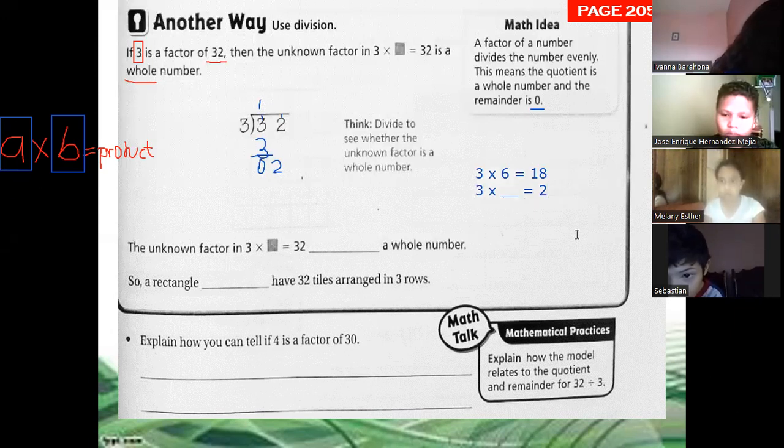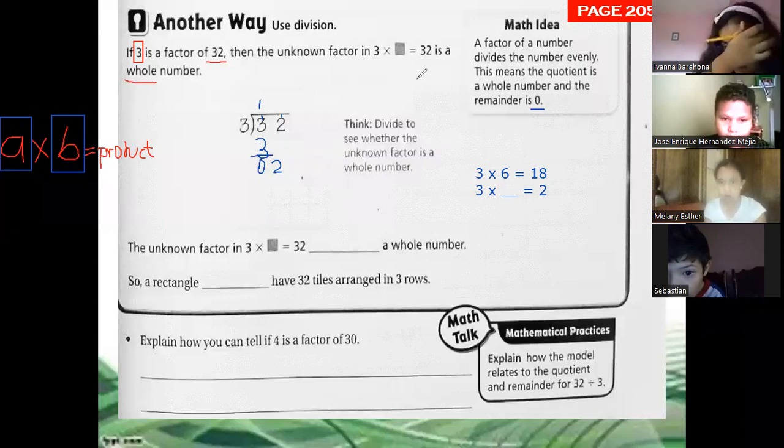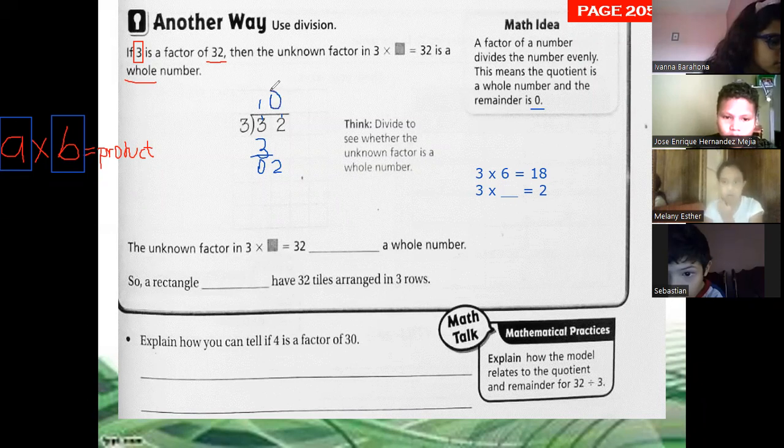So, question, is there a factor that multiplies by 3 equals 2? No. So, I can't divide 2 by 3. In this case, what do I have to do? Use the number 1. I have to write a number 0 here in the quotient because I couldn't divide. And my answer is 10 remainder 2.